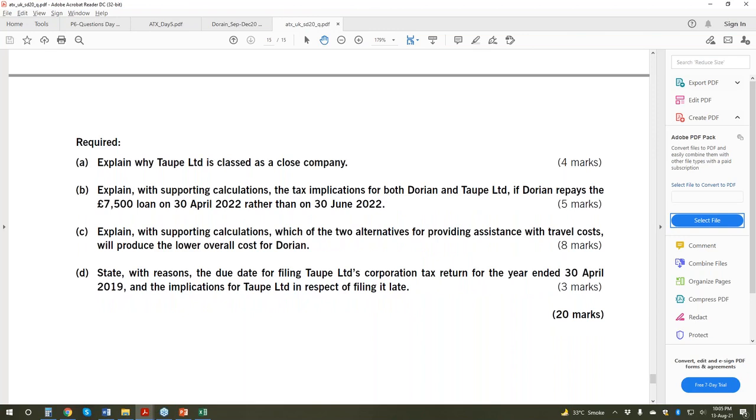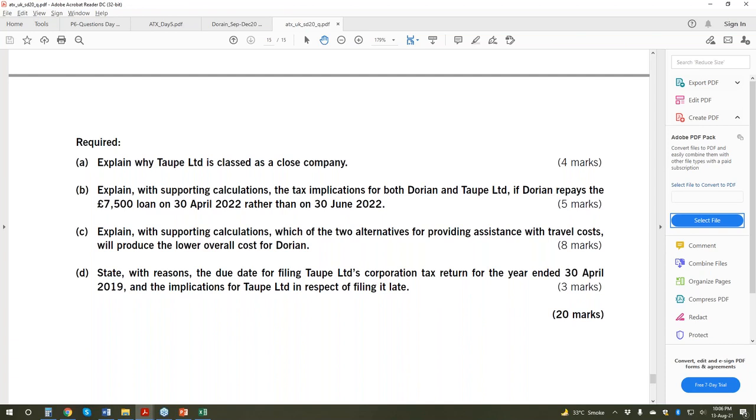Explain why D Limited is classed as a closed company for 4 marks. We have already discussed the definition of a closed company: a company is a closed company if it has less than 5 shareholders, and if more than 5 shareholders, either all of them are directors or the majority of the shareholders are controlling the company. Then we'll look at whether T Limited satisfies this criteria. If yes, then T Limited is a closed company. If not, then it is not a closed company.